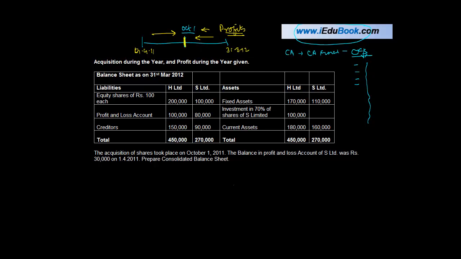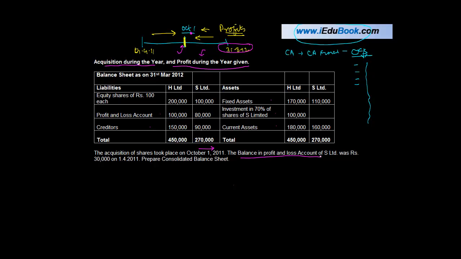With that background in mind, let us read this question. Acquisition during the year and profits during the year given. So you are given the profits during the year, but you don't know the profit on the date of acquisition. Balance sheet as on 31st March 2012 of H and S is given. Assets: fixed assets, investments, current assets, total. Again, creditors, profit and loss account, equity shares. The acquisition of shares took place on October 1, 2011. Again, something similar to what I have pointed out here. Your balance sheet is of 31/3/2012. Your acquisition is on October 1, 2011.